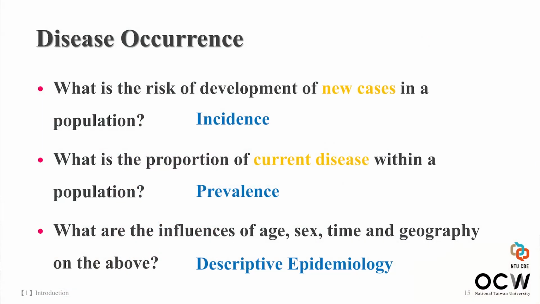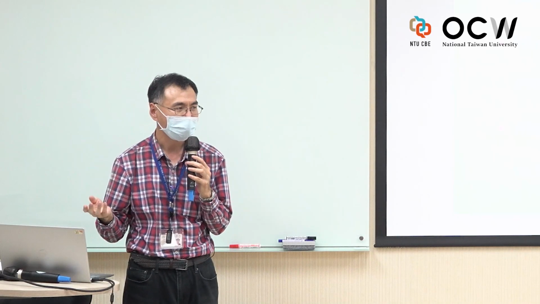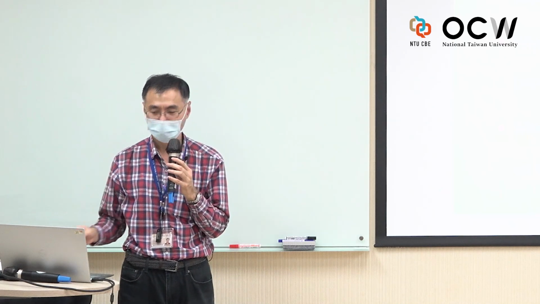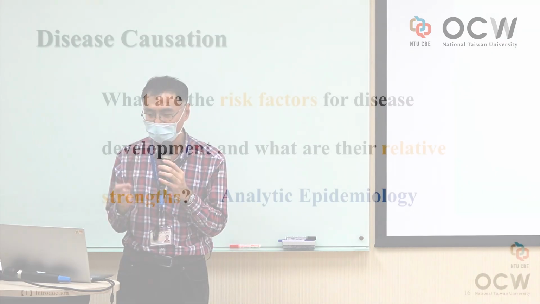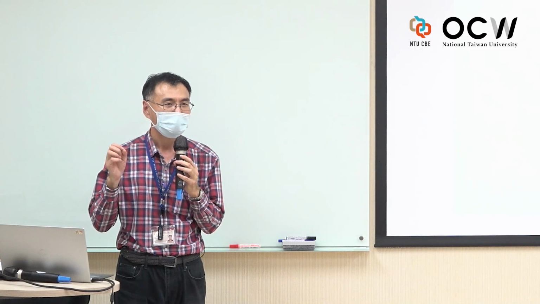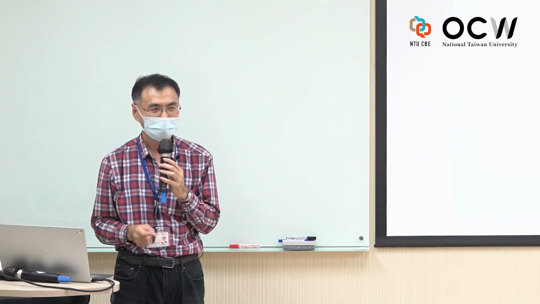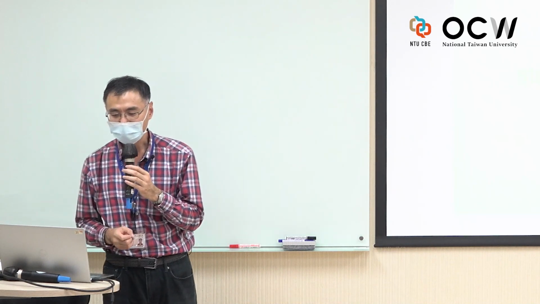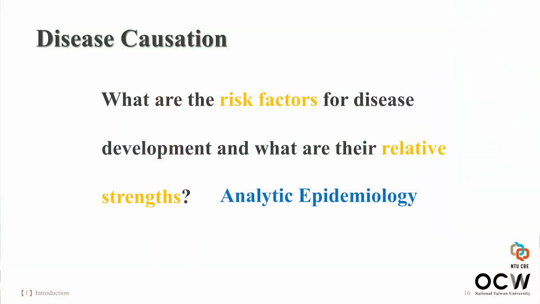And what are the influences of age, gender, time, and geography on the above, the incidence or prevalence? The way we do it is the so-called descriptive epidemiology, to characterize the disease at the population level. So the purpose is trying to find out the disease causation, the cause of it, and it will be better directly correlated to each other for the judgment of causality. So the question is, what are the risk factors for disease development and what are their relative strengths?